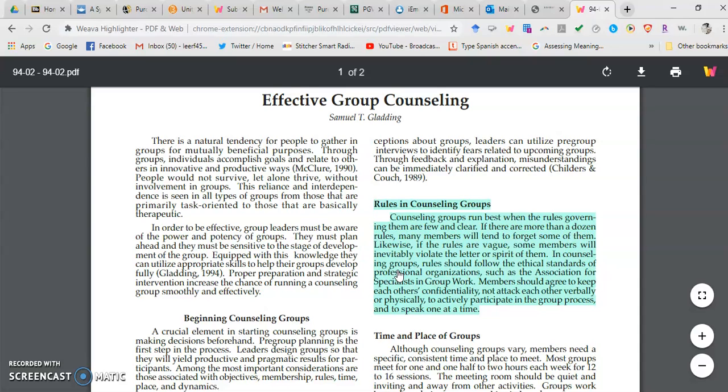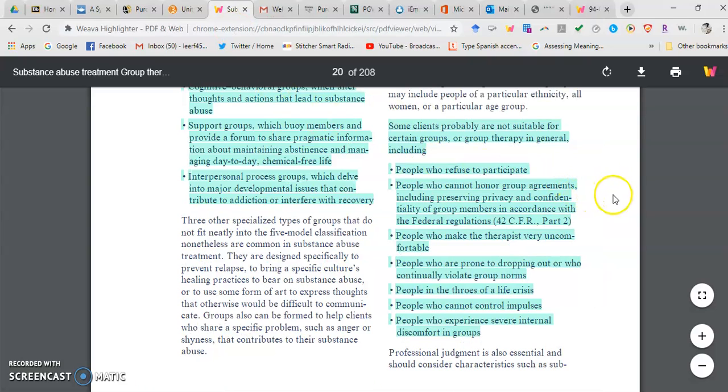How do you set those rules? Why is it important? You're the one that gets to set these rules. As a group facilitator, you are the one that sets the rules. Even if it's an ongoing group and you're being placed in it to cover it, it is your group and you set the rules. So we'll talk about that in seminar on Monday. But make sure that you are aware that some people are not suitable for group.